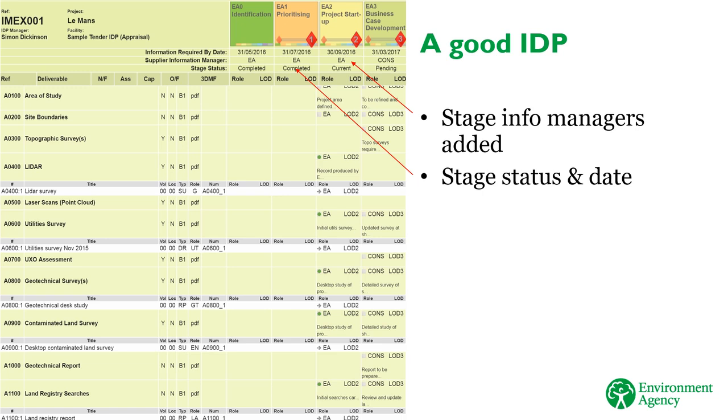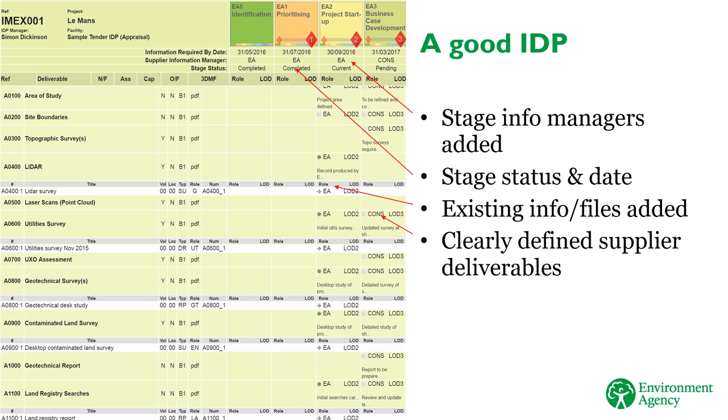Files from previous stages have been added. The supplier deliverables for the current stage are accurately profiled. Remember that some deliverables will be supplied by the Environment Agency. For example, by specialist teams, or if you're gathering data and information at the start of a project before commissioning a supplier. These need to be added to the IDP as well. It's for managing all data and information, not just that which we receive from suppliers or third parties. See that delivery notes have been added where appropriate, to provide extra detail for anyone using the IDP.